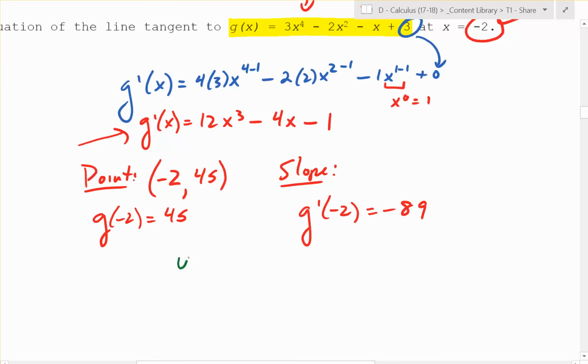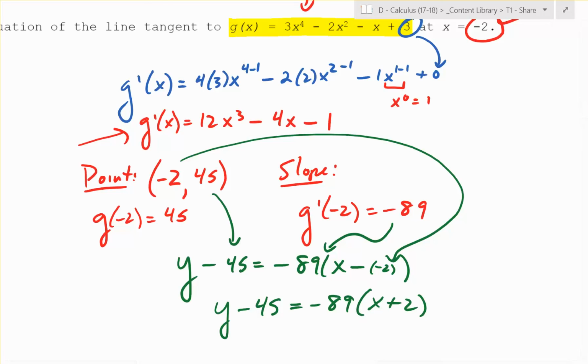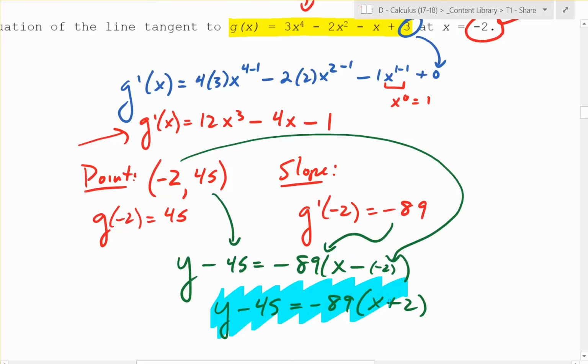So it's going to be y minus y1, which is 45, equals m, so negative 89, times x minus negative 2. So when we actually clean that up, you get y minus 45 equals negative 89 times x plus 2. And again, you can leave this as your final answer right there.